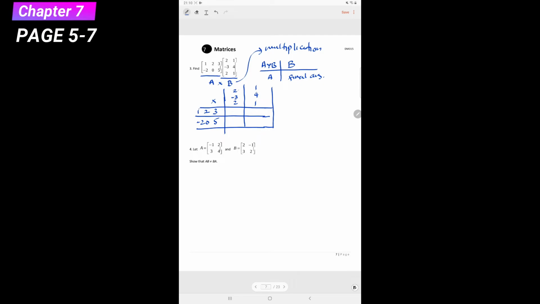So, 1 darab dengan 2, we have 2. 2 times with negative 3, we have negative 6. 3 times 2, we have positive 6. Okay. To the second table, 1 times 1 is 1. 2 times 4 is 8. 3 times 1 is 3. Okay. Negative 2 times 2, we have negative 4. 0 times negative 3 is 0. 5 times 2 is 10.